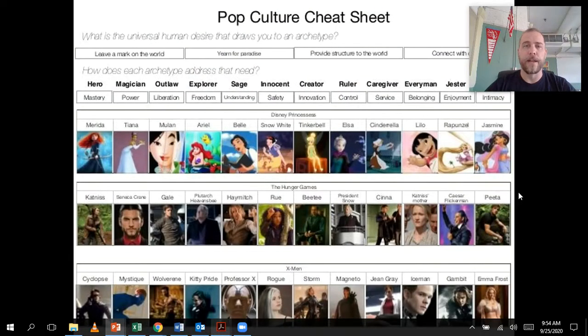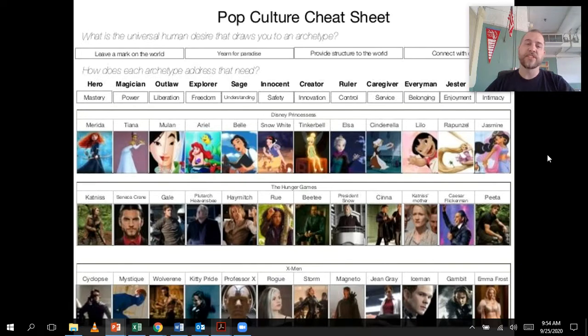Here's an example of different archetypes and how they show up in popular culture. Sorry, the resolution on this is a little bit low, but you can see that they are used over and over again in popular media, right?